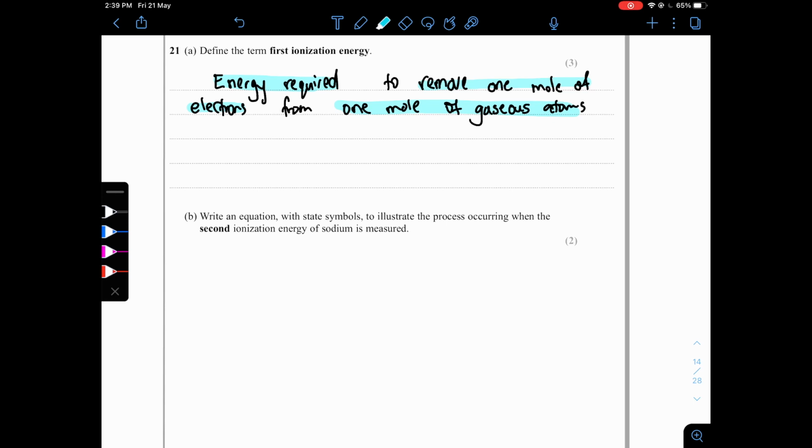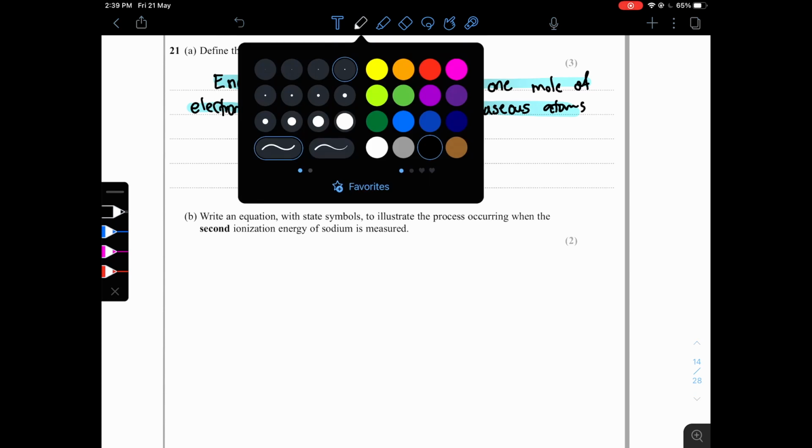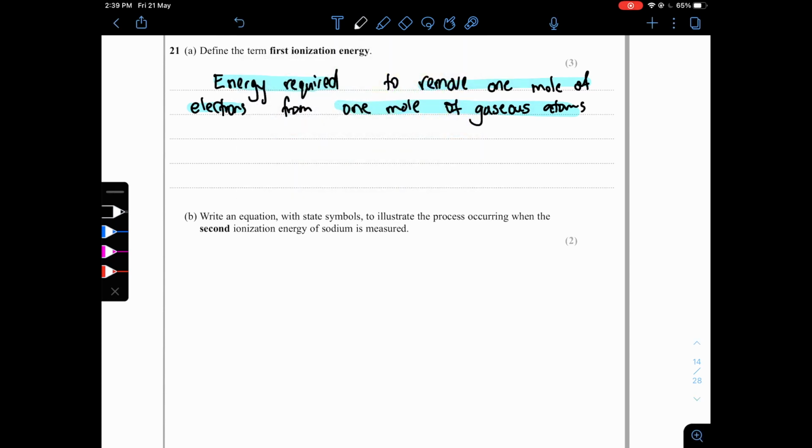The first thing, so obviously this is the energy required to remove. So the first part, you can just write the energy required, right? The second two marks you can also get if you were to write X gas goes to X plus gas plus e minus. This alone can get you 2 marks. The last 2 marks, you can just write this as well.